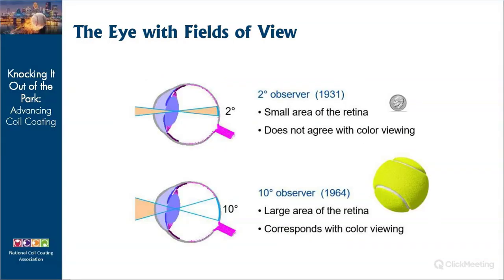So those two experiments, the one in 1931 and the one that was done in 1964, yielded very different results. Number one, the size of the area that you're viewing on a 2-degree observer is about the size of a dime at arm's length. 10-degree observer is more about the size of a tennis ball. The key thing that was learned here is that the 10-degree observer corresponds better with color evaluation because you're using both your cones and your rods to evaluate color.